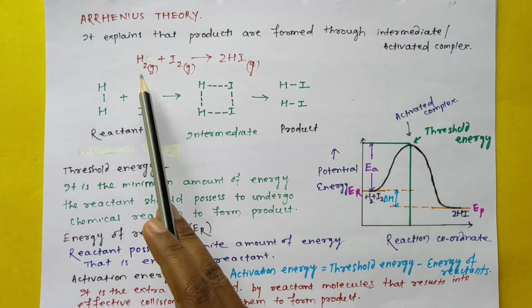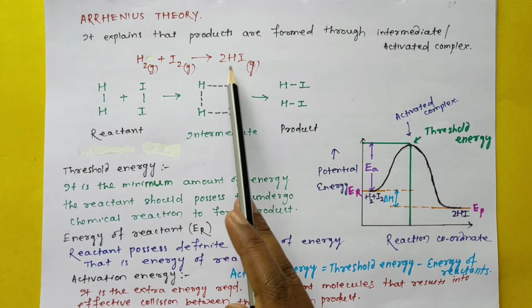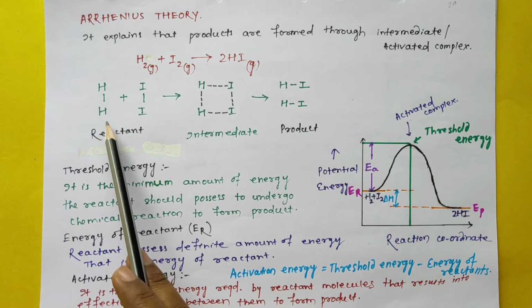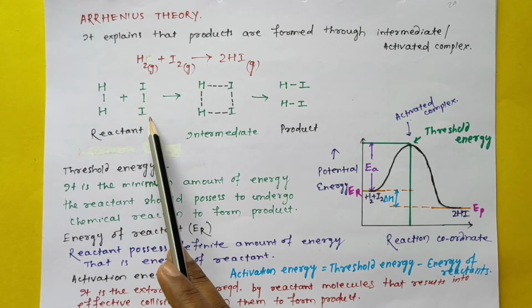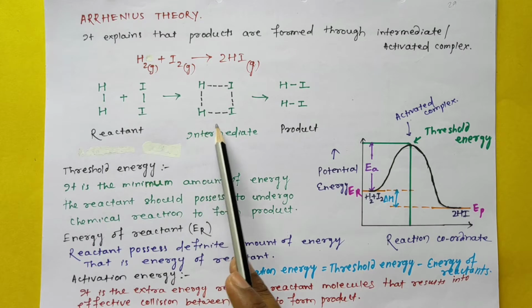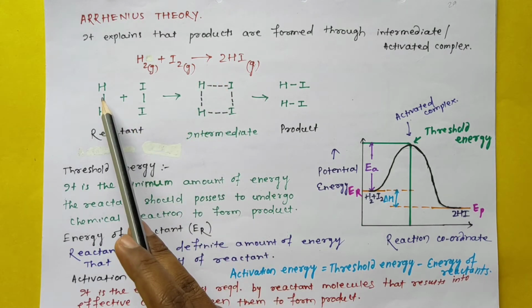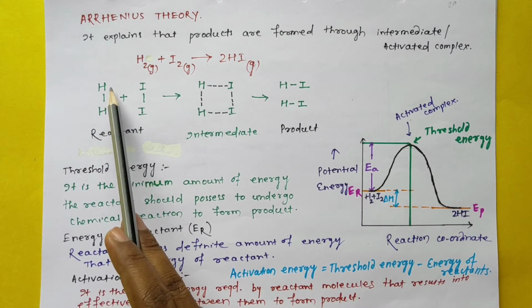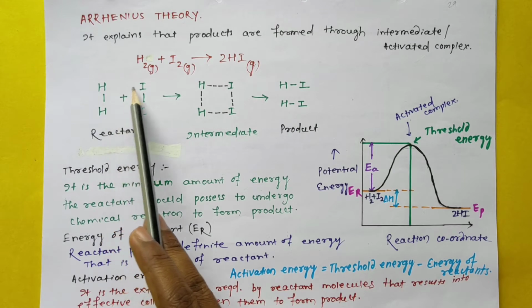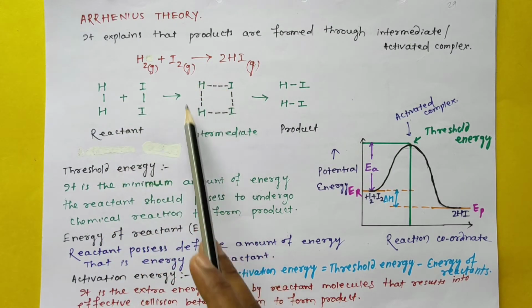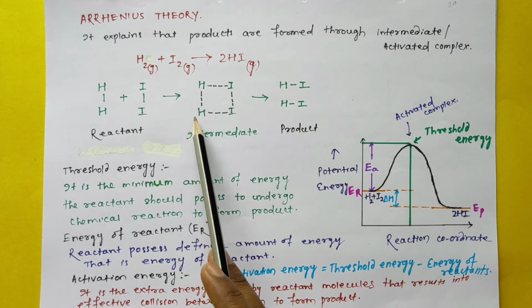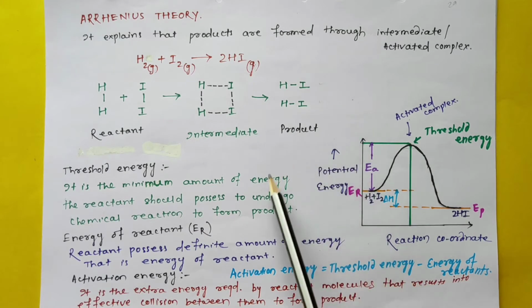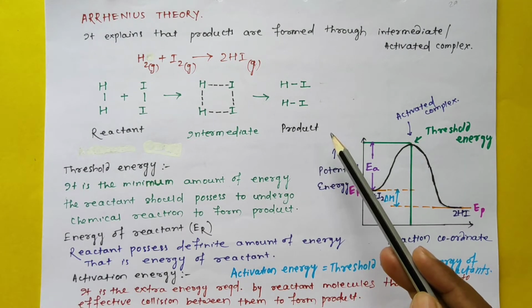Here you see, hydrogen reacts with iodine to form hydrogen iodide. So you see, this is hydrogen molecule H single bond H, iodine molecule I single bond I. So what happens here? Here you can see the intermediate it is formed. That means this bond undergoes fission, that is bond cleavage or bond breaking. Simultaneously, a bond is formed between hydrogen and iodine. So here you can see the activated complex, or the intermediate. Okay, and finally product is formed. Clear? Let's see the graph.